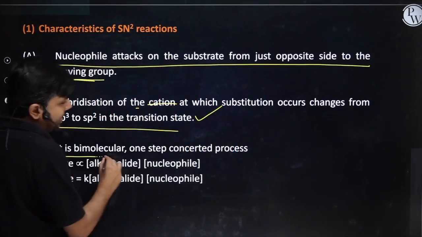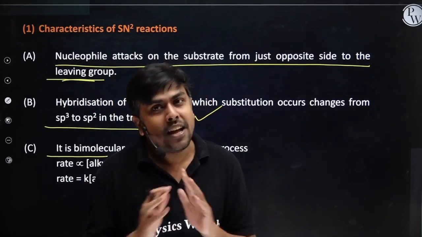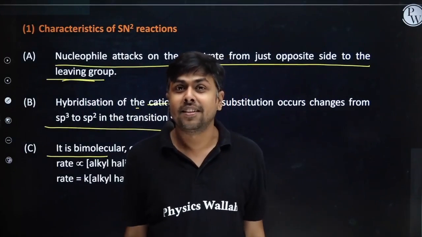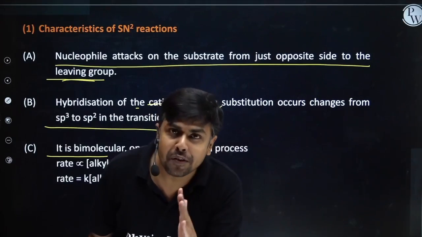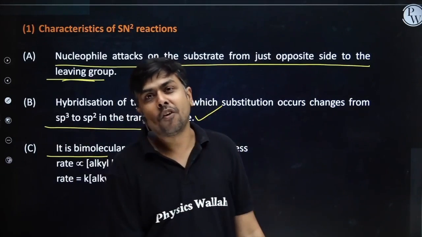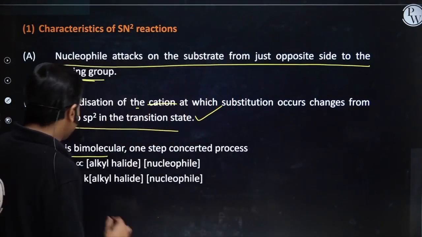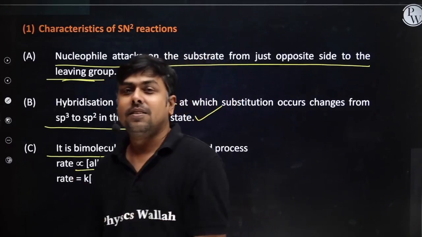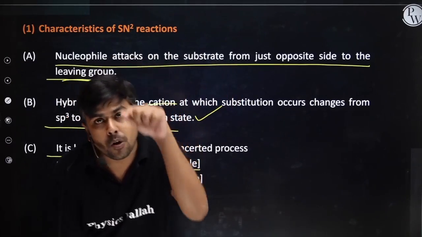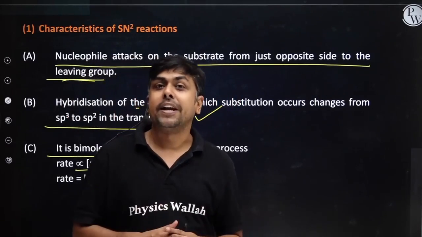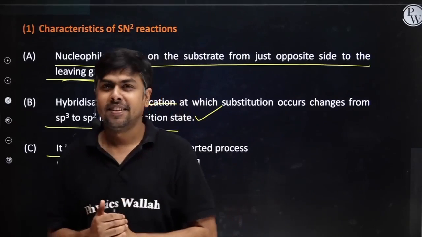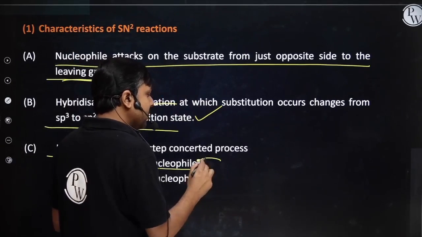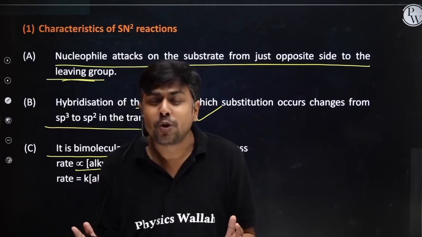It's a bimolecular reaction, a one-step concerted process. The reaction occurs through a transition state. Students, since it's a single-step reaction, and in this step both the nucleophile as well as the alkyl halide are involved, can I say the rate of reaction will depend on the alkyl halide as well as the nucleophile? The higher the concentration of alkyl halide, the higher the concentration of nucleophile, the better the rate of SN2 reaction. Am I clear?